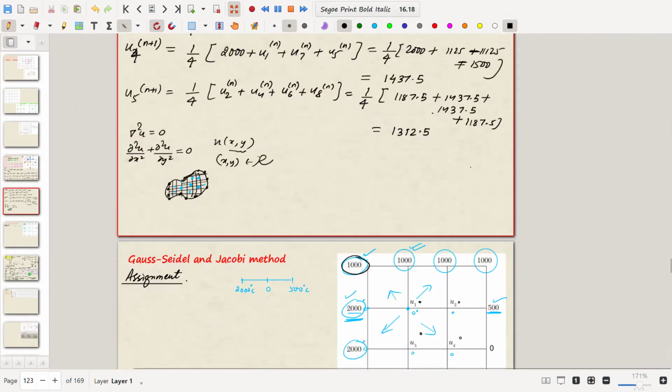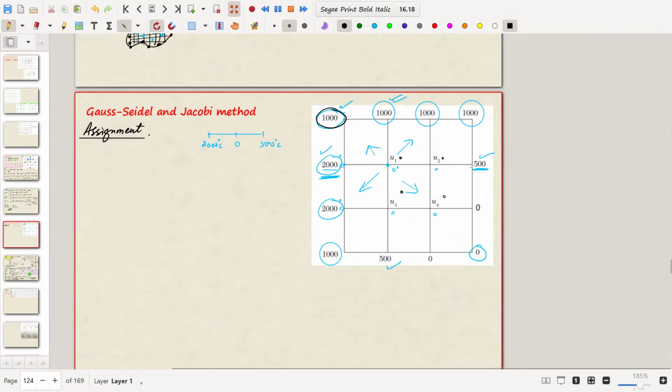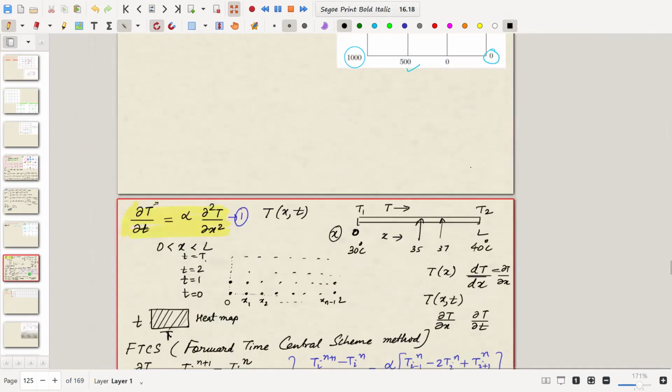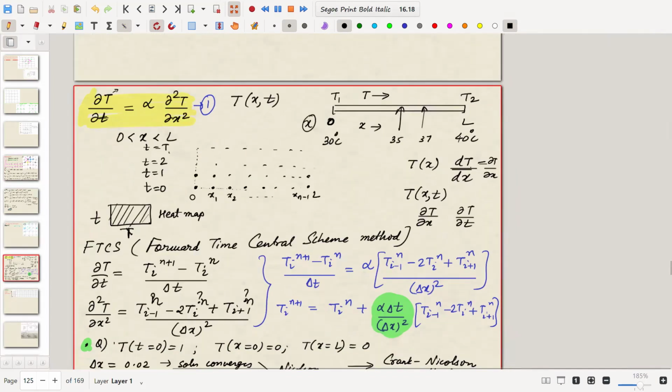I hope you know why taking zero can be troublesome. You got the idea? How many of you got the idea? Why taking zero can be troublesome? If you take zero, in the next iteration also you will get zero at some point. So anyway, I hope that is clear.